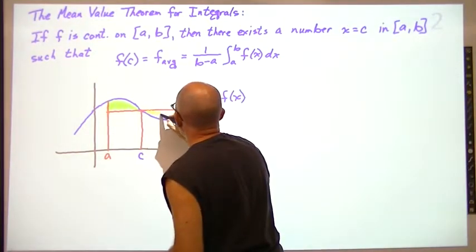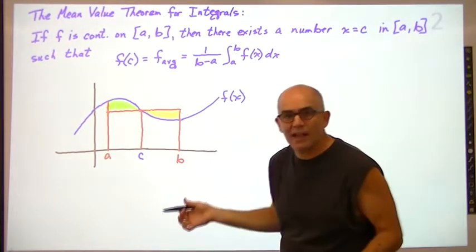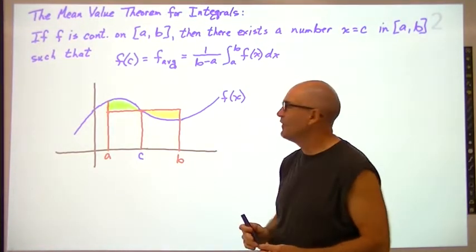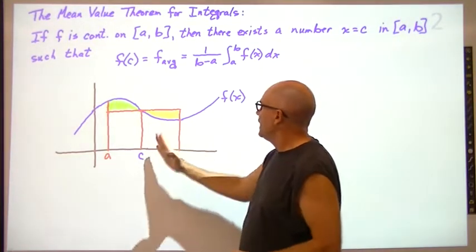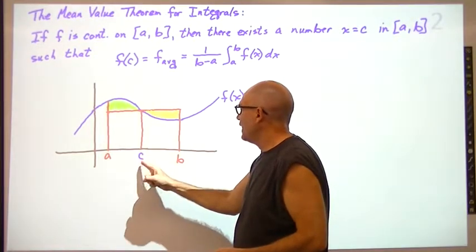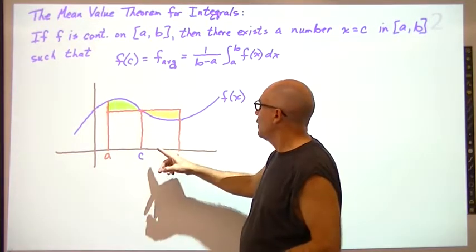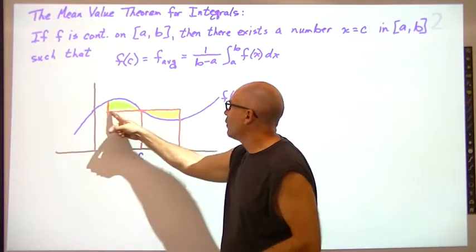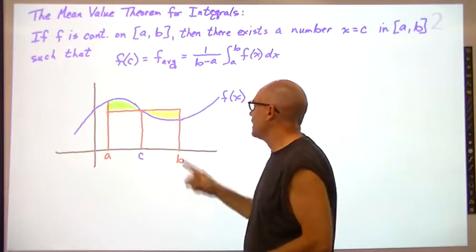So this area, if I did it right, which obviously I did, the green and the yellow are exactly the same area. Notice what we're saying. Let's go over this again. C is the x value where the average value of the function occurs. So that means if I draw a line up from C to the function, then that level becomes the average value of the entire function between A and B.